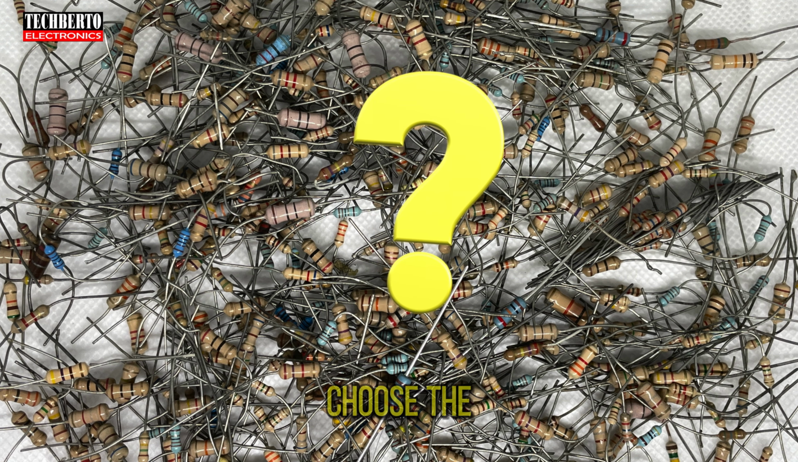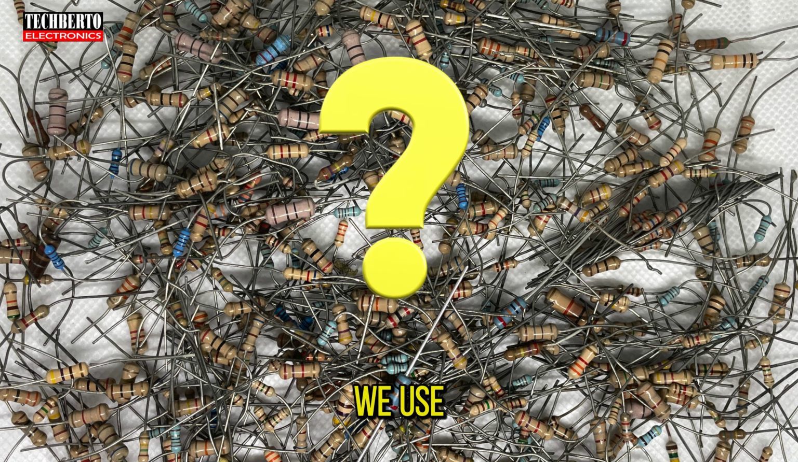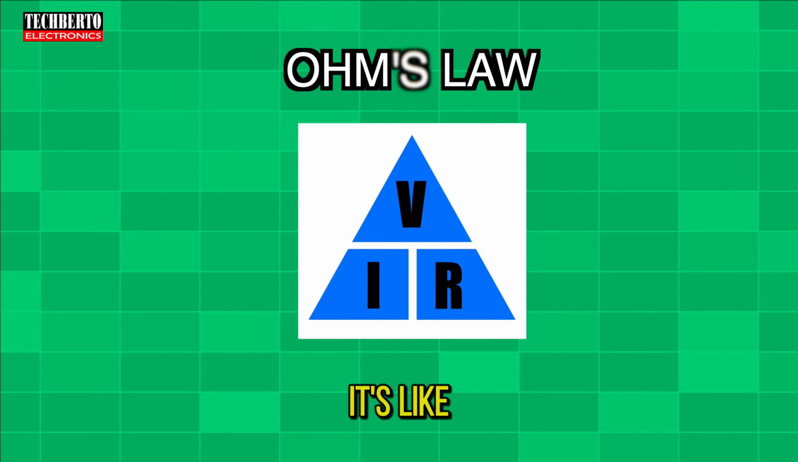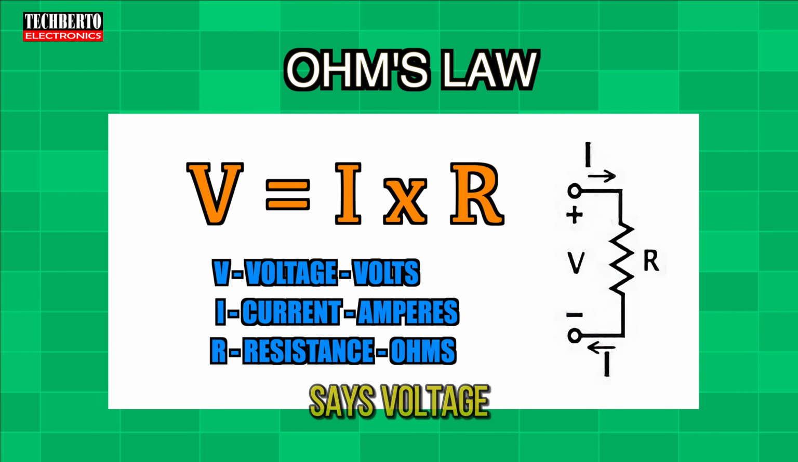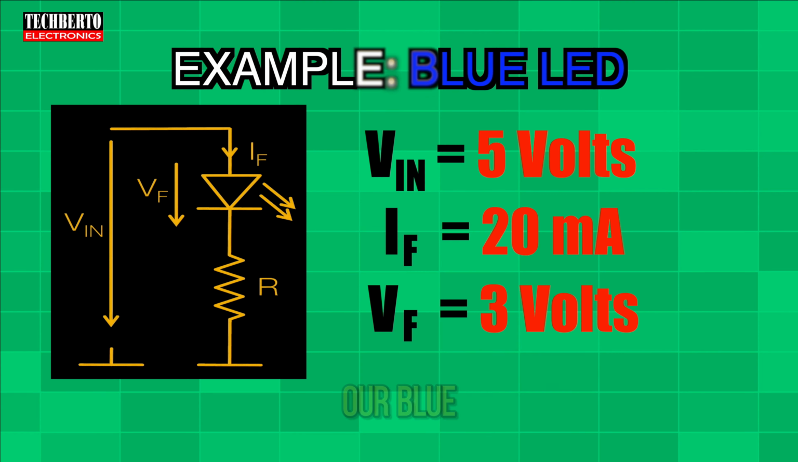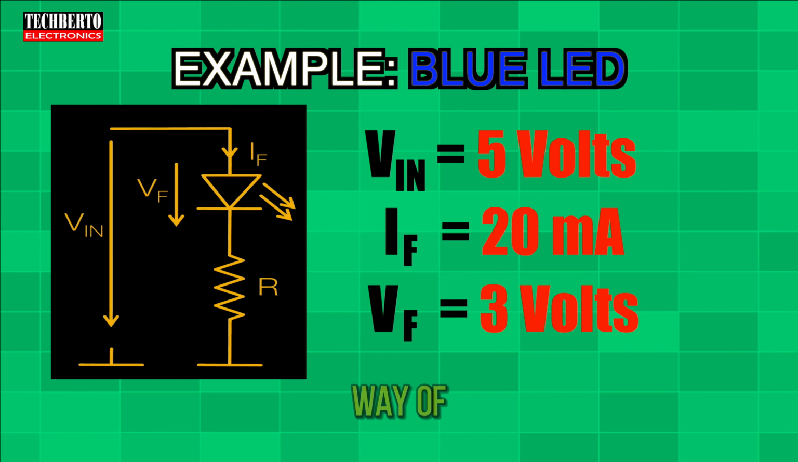So how do we choose the right resistor? We use something called Ohm's law. It's like a magic formula for electronics. Ohm's law says voltage V equals current I times resistance R. Let's say our blue LED needs 3 volts and 20 milliamps. That's just a fancy way of saying a small amount of current, and our power supply gives us 5 volts.